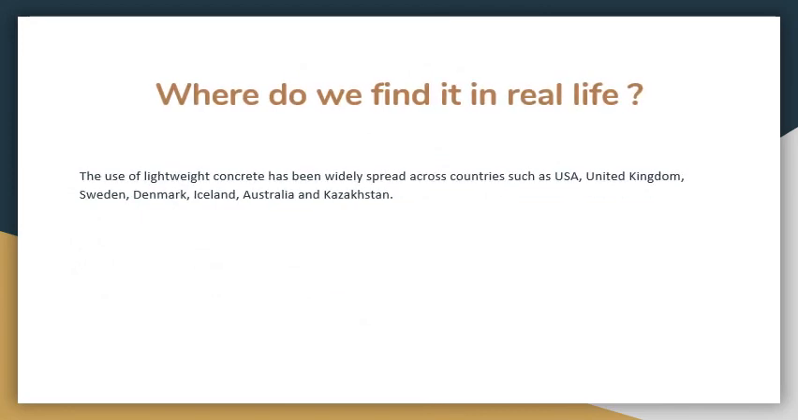Where do we find it in real life? The use of lightweight concretes has been widely spread across countries such as the USA, United Kingdom, Sweden, Denmark, Iceland, Australia, and Kazakhstan.